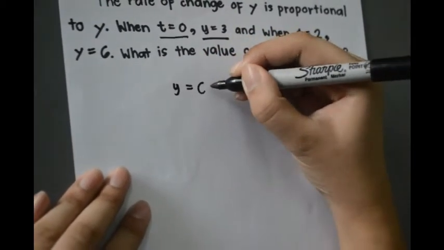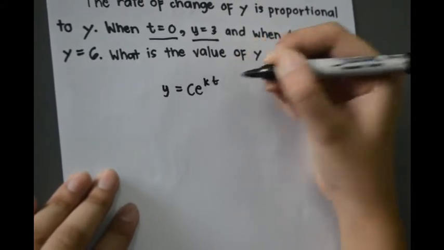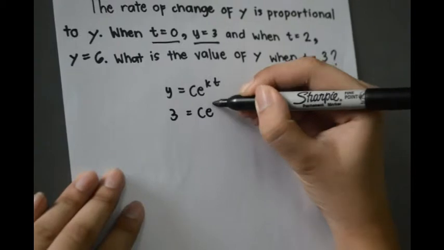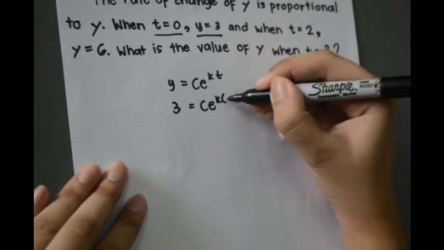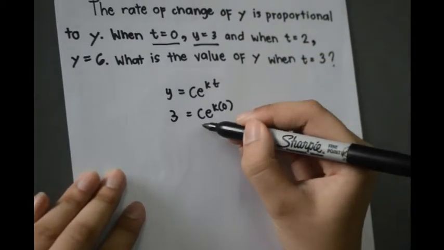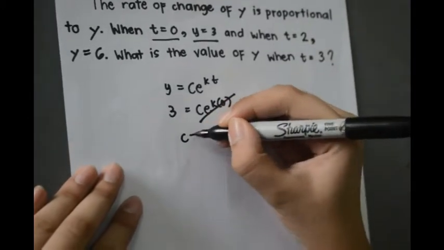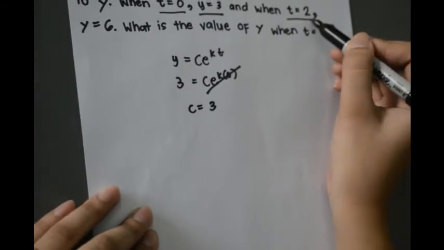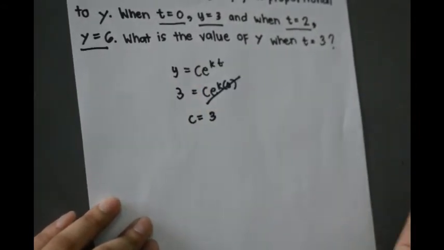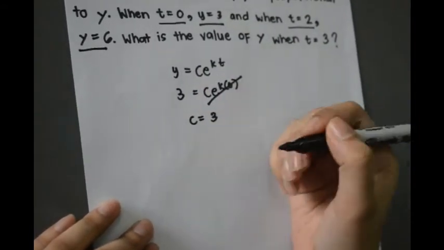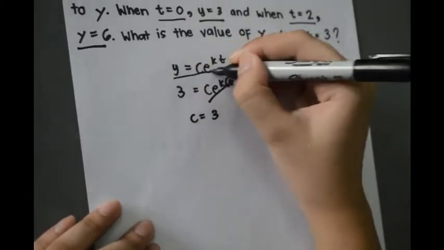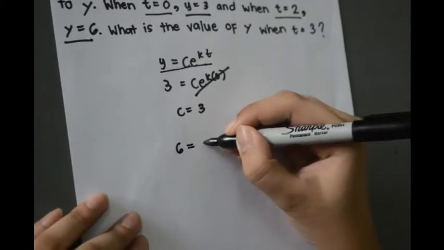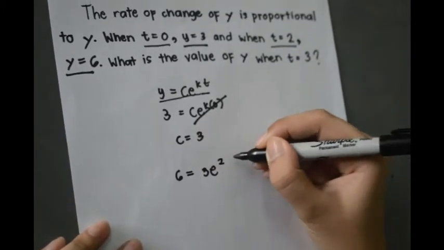We will substitute the 3 and the 0. We can now cancel out and we get c is equal to 3. Also, in the given initial conditions, by this given formula, 6 is equal to 3e raised to 2 times k.